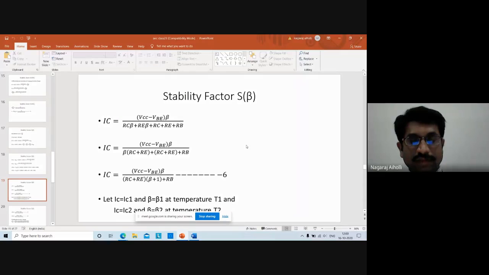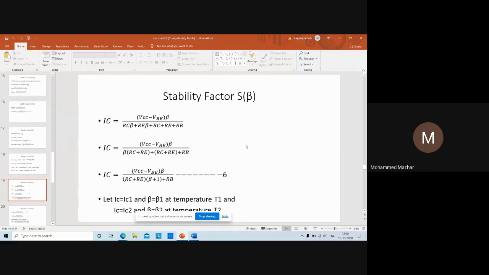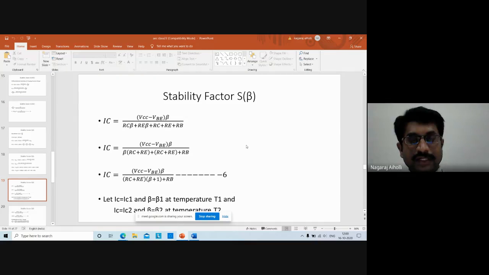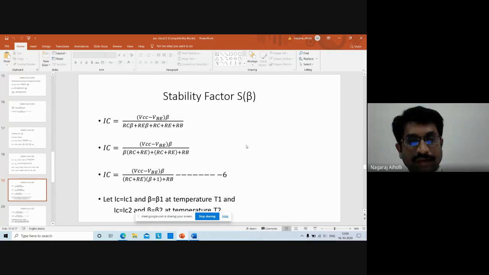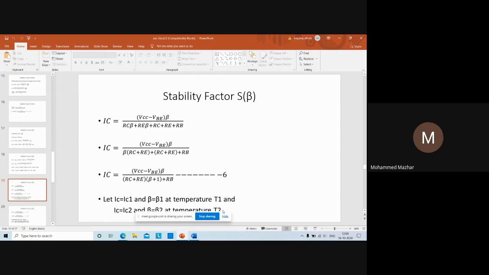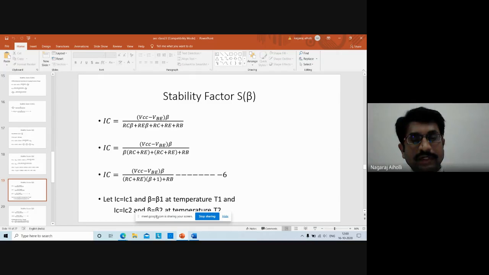What assumptions are we required to make here? The temperature. Yes. What is that? Temperature should be kept constant. Correct. That is, at temperature T1, we are assuming that IC is equal to IC1 and beta equal to beta 1. Yes. At temperature T2, we are assuming IC is equal to IC2 and beta equal to beta 2. That is, you have to find the difference in IC.